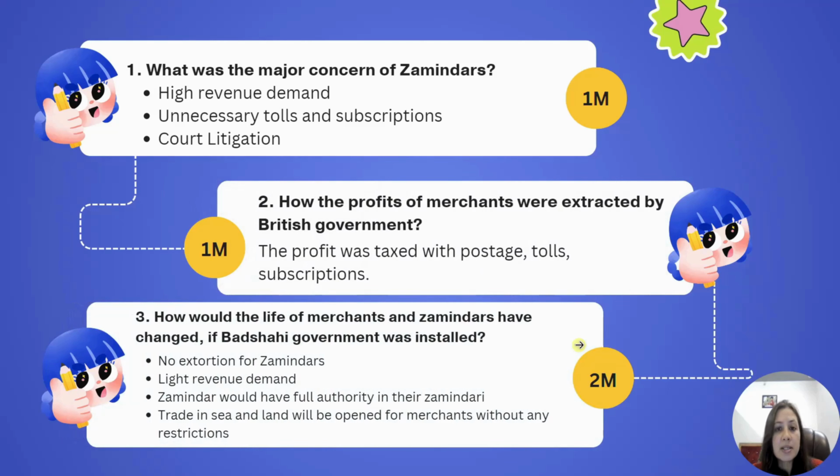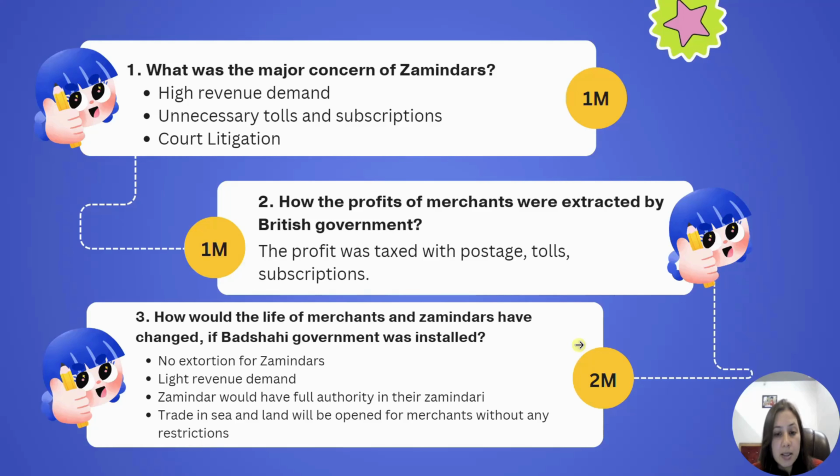The reasons why zamindars participated, what were the major concerns? So high revenue demand, which was inflexible, unnecessary tolls and subscriptions, and court litigation. How were the profits of merchants extracted by the British government? So profits were taxed with postage, tolls, and subscriptions. Again, revenue. How would the life of merchants and zamindars have changed if Badshahi government was installed? So let me tell you, here Badshahi government refers to the Mughal period.